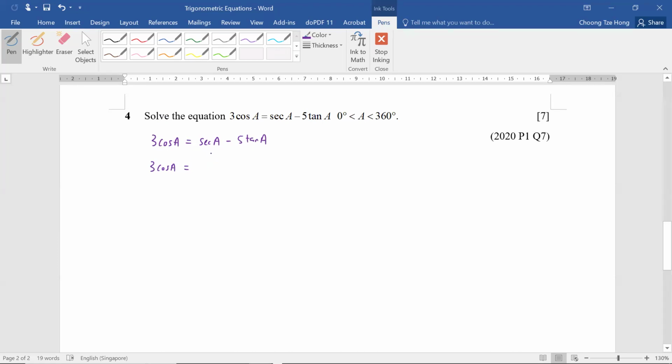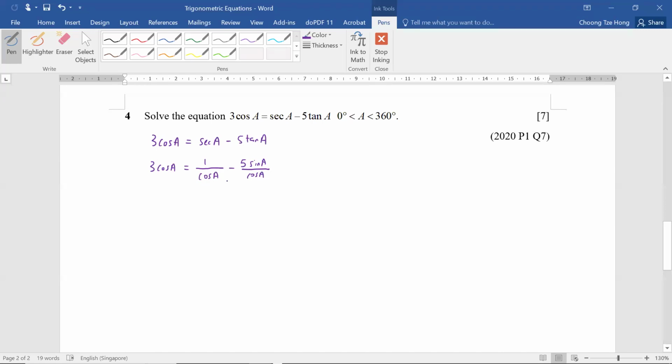Okay, so if you think about it, there's nothing else much we can do to proceed because we can't use identities. Most of the identities involve terms with squares, but here none of the terms have squares. So one of the things you can think of doing is to change secant A to 1 over cosine A. And why would I think about doing that? Because I can also change tangent A to sine A over cosine A, and now both the denominators have cosine A already.